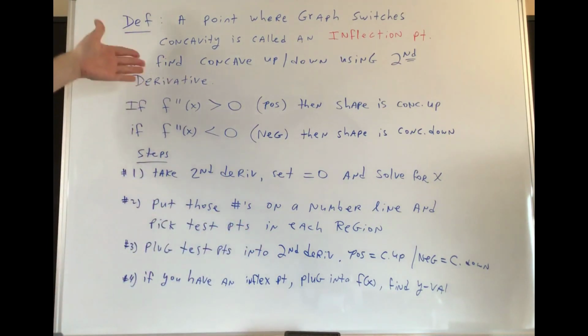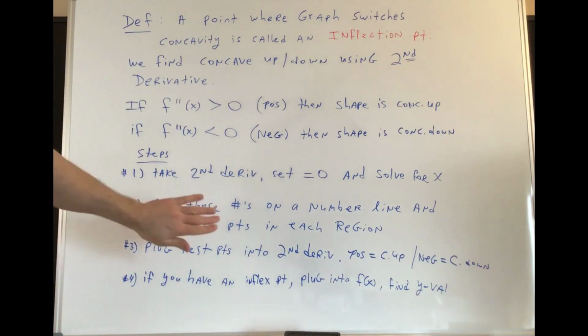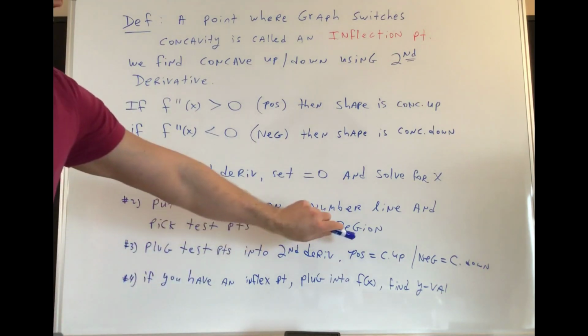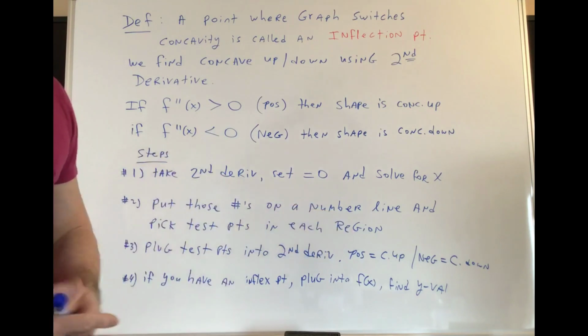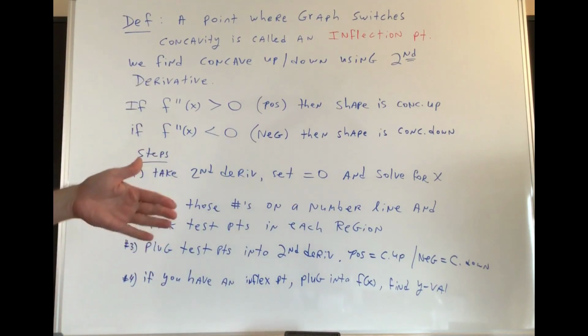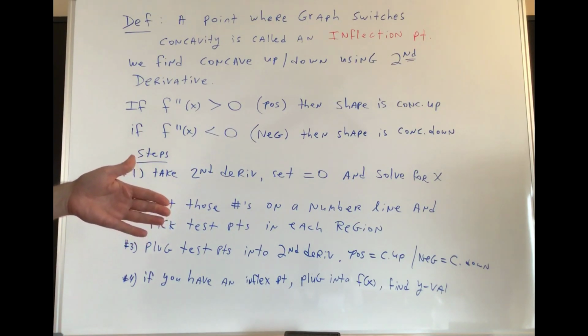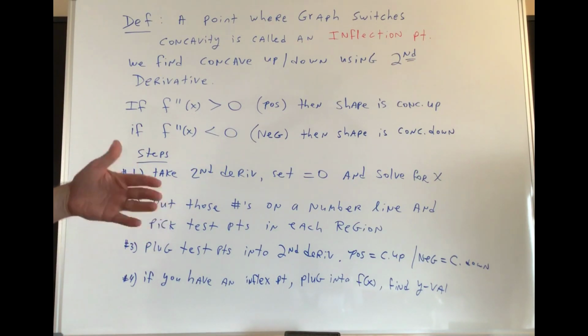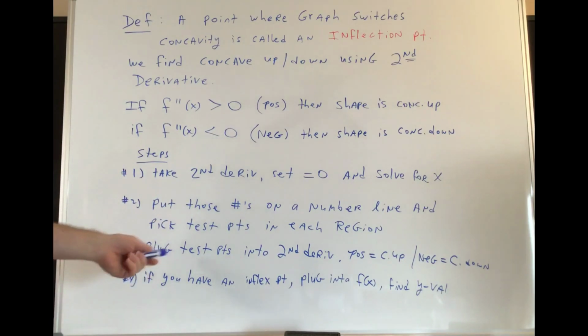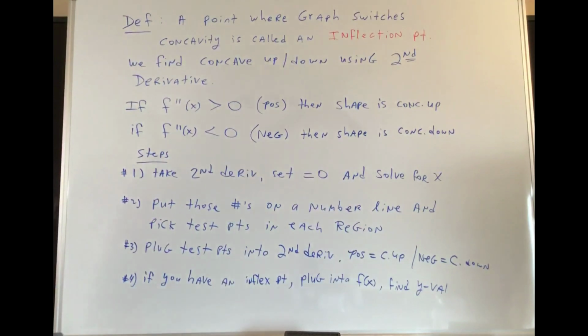Why? Because the second derivative tells me the shape of the curve. If I plug my test point into the second derivative and I get a positive number, then the shape of my curve was concave up. Remember, you don't care about the number. I don't care if the number is 16. I care that it's positive. I don't care if the number is -7. I care that it's negative. So if you plug into the second derivative and you get a negative, then the graph was concave down.